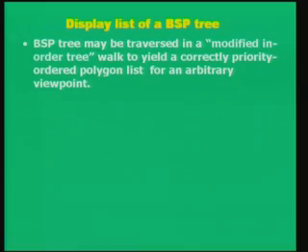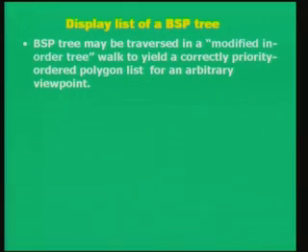We need to display this list of polygonal surfaces in some order for a BSP tree to implement visible surface detection. And to do that, the BSP tree must be traversed in what we call a modified inorder tree walk. I hope you remember your data structure and algorithms concepts, where in one of the lectures you would have seen an inorder traversal.